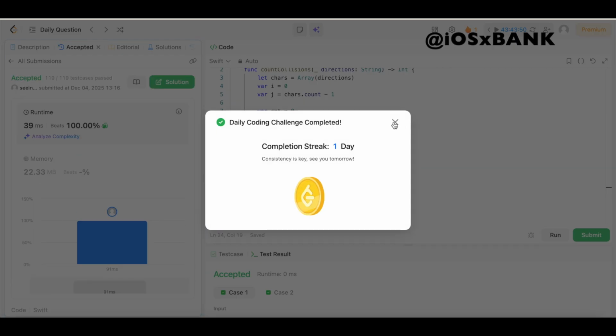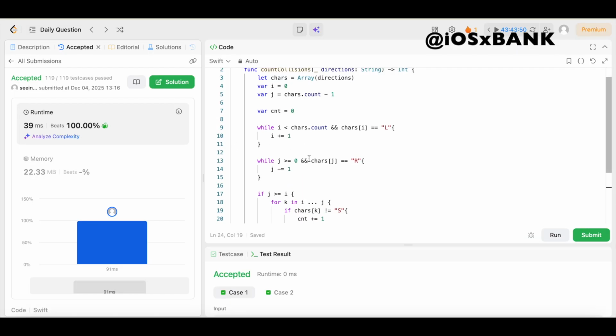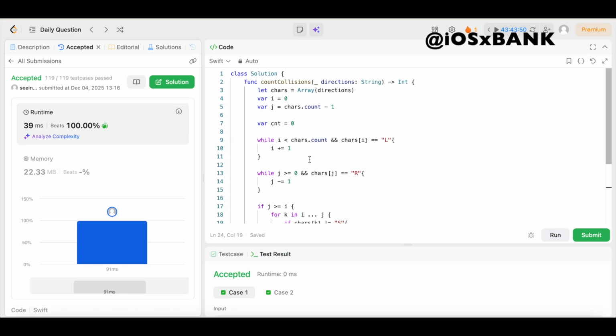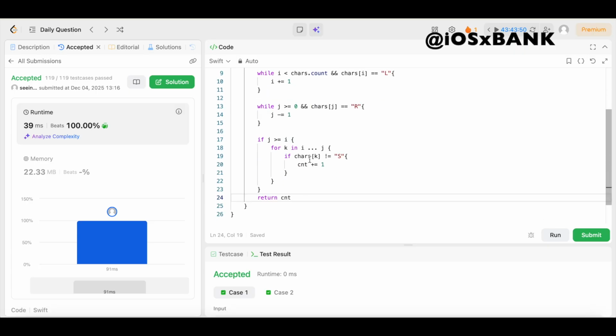And look at that, y'all. 39 milliseconds beats 100% of users. That's what I'm talking about. That's what I like to see, y'all. So before we go, make sure you get one more look at the code. This is the top part. This is the bottom part.